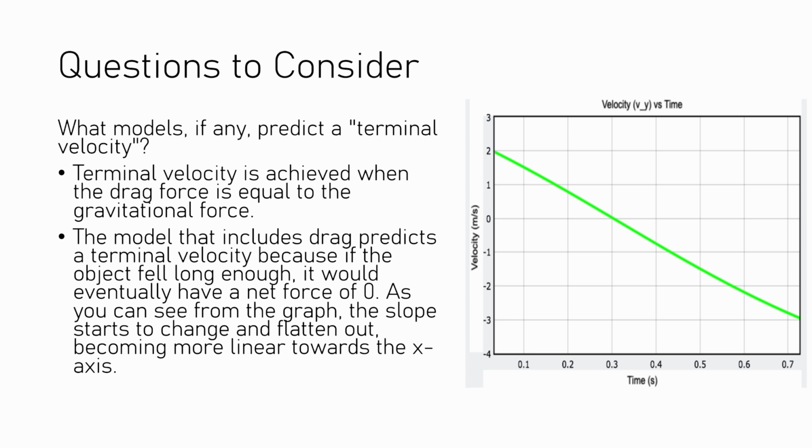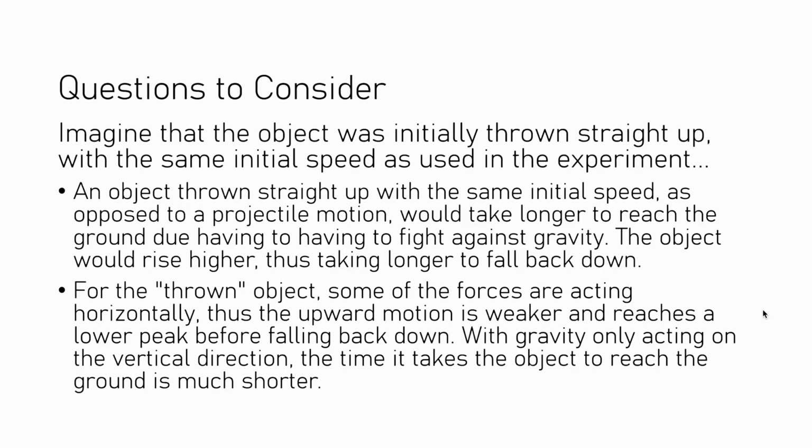As you can see from the graph, the slope starts to change and flatten out, becoming more linear towards the x-axis. You can see that there's a curve right here and how it starts to curve towards the end right here and flatten out.